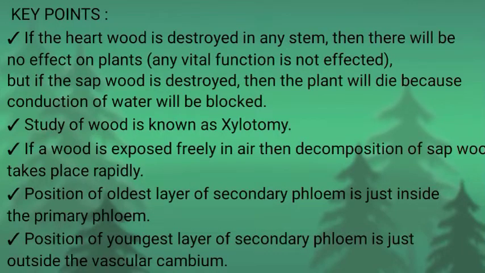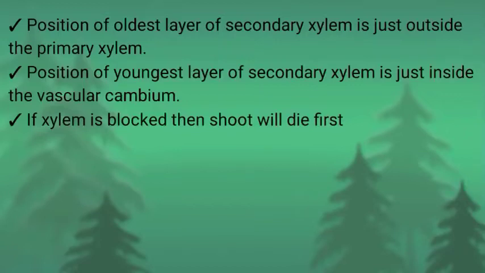The oldest secondary phloem is just inside the primary phloem. The youngest layer of secondary phloem is just outside the vascular cambium. The position of the oldest layer of secondary xylem is just outside the primary xylem. The position of the youngest layer of secondary xylem is just inside the vascular cambium. If xylem is blocked, then the shoot will die first. See, now coming to xylem, the oldest xylem, or secondary xylem, is just outside the primary xylem. The position of the youngest xylem is just inside the vascular cambium. If xylem is blocked, then the shoot will die first.